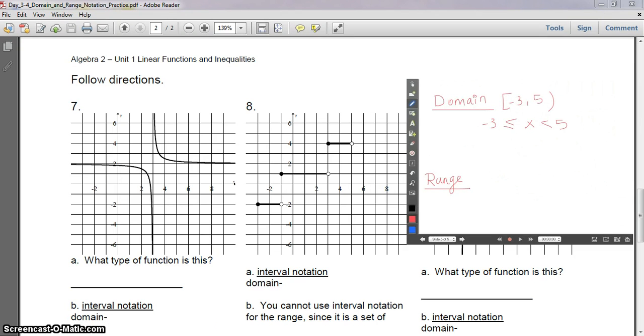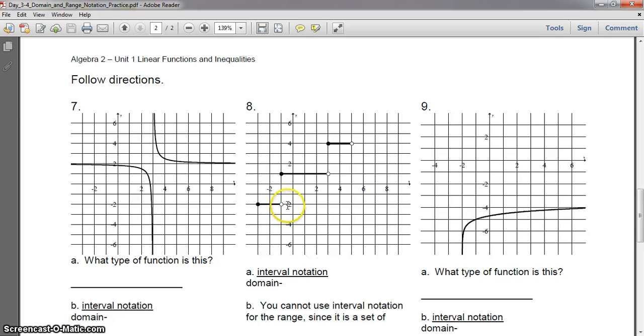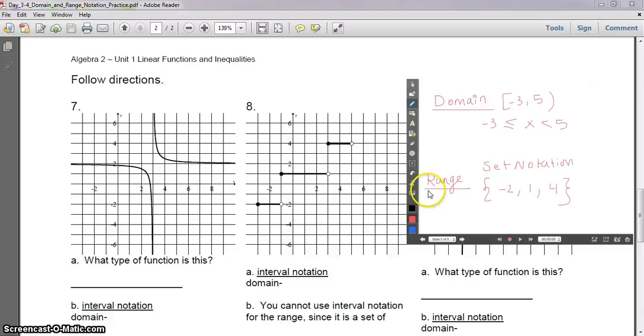Now let's look at the range. The range basically is a bunch of points. It is like this point, which is -2, it's this point, which is 1, and it's this point, which is 4. And when you have that, you use set notation every time you have points. So in this case, the range is just points, so you put it in this curvy bracket. You include -2, comma, 1, comma, 4. So that is your range. It's using a set notation, curvy bracket, and you include the points that are part of your range. So x can be any of those points.